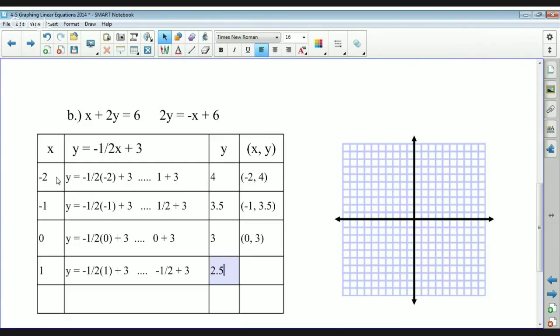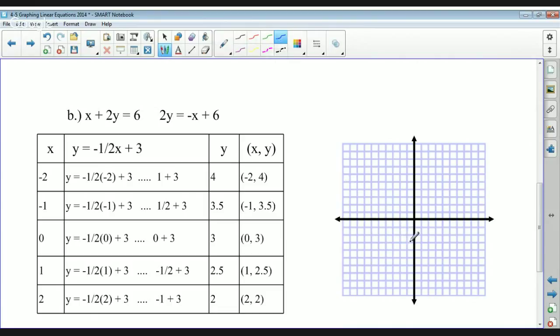So if you look at your y's, do you notice a pattern here? I hope that you see each of these y values is going down by a half. If you look at our slope, -1/2 tells us we're going to go down 1/2 at a time. So our last one, plug in 2. Half of 2 is 1. Negative times positive is negative, so -1 plus 3 gives us 2. So positive 2, positive 2.